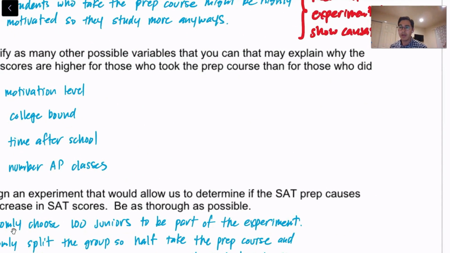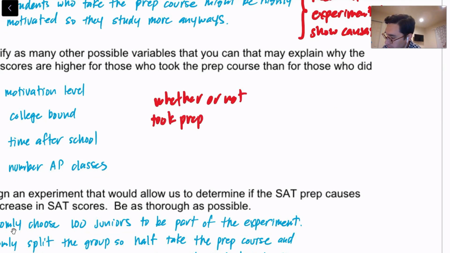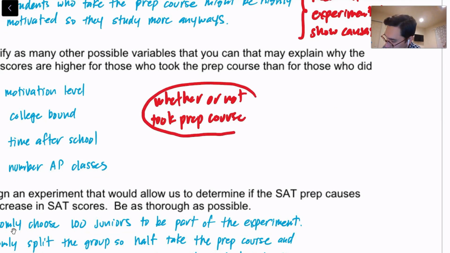All right, so the 2 variables that we're really interested in are the explanatory and the response. The explanatory was whether or not somebody took the prep course, and then the response was the SAT score.